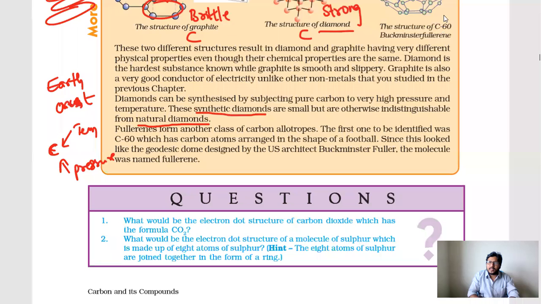Next, we have another one, C60. That is nothing but fullerenes. Fullerenes form another class of carbon allotrope. The first one to be identified was C60, which is carbon atoms arranged in the shape of a football. Since this looked like the geodesic dome designed by US architect Buckminster Fuller, the molecule was named fullerene.